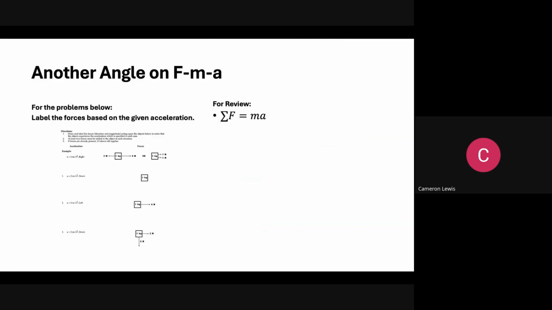So the first one we have is 2 meters down. Acceleration is 3 meters per second squared and it's going down. So how would I want to start this one off? Let me try.